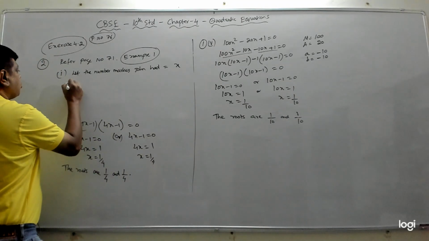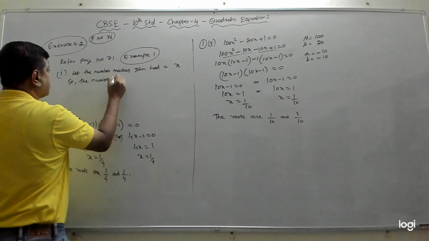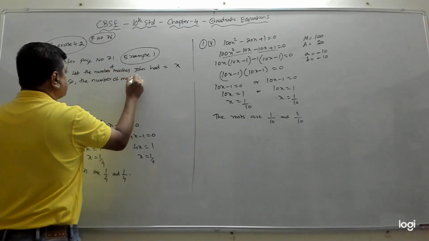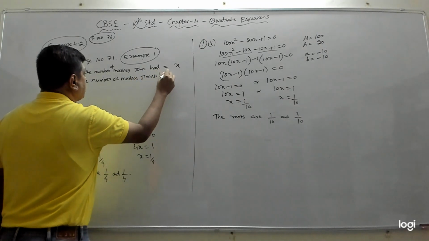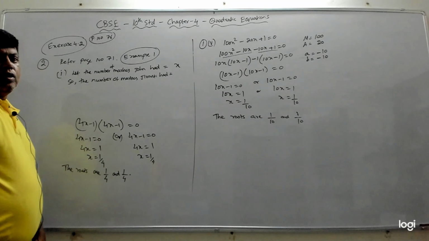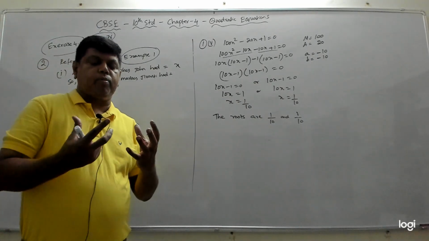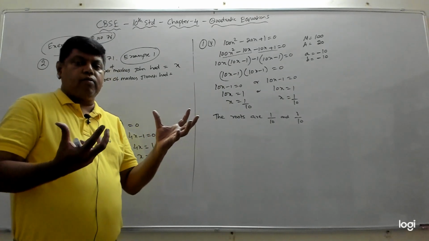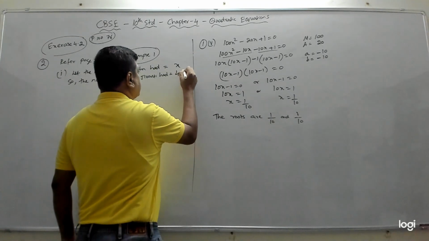The number of marbles Jivanti had, that will be how much? How many marbles Jivanti had? So together they have 45 marbles. In that, John had x marbles, Jivanti will have the remaining, which is 45 minus x.